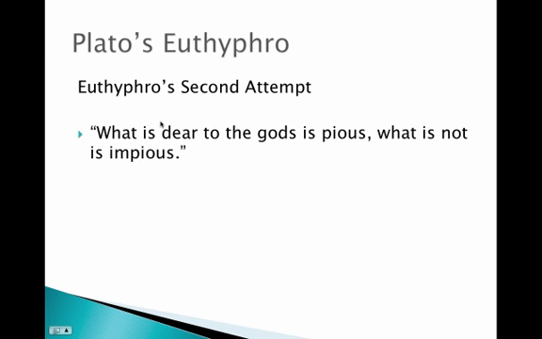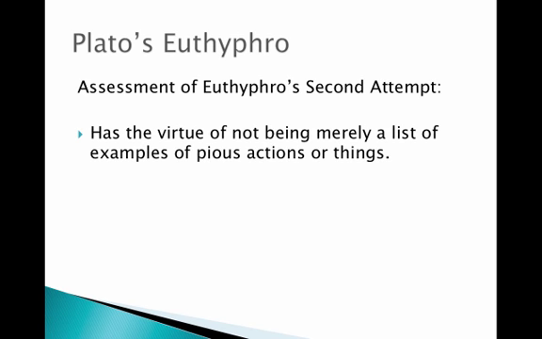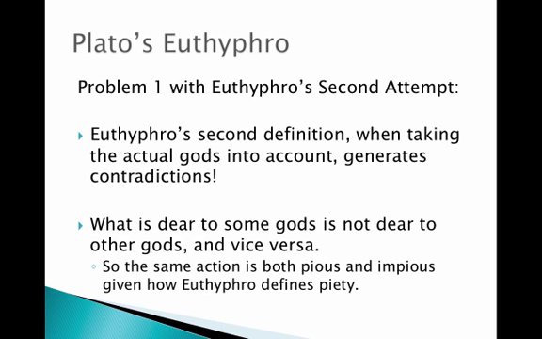All right, well, Euthyphro has a second attempt. What is dear to the gods is pious, and what is not is impious. Well, this is better. It's not merely a list of examples. It's not merely perhaps a sufficient condition, but it seems to be able to handle a lot more than the first one did. Okay, but Socrates finds a counterexample to it.